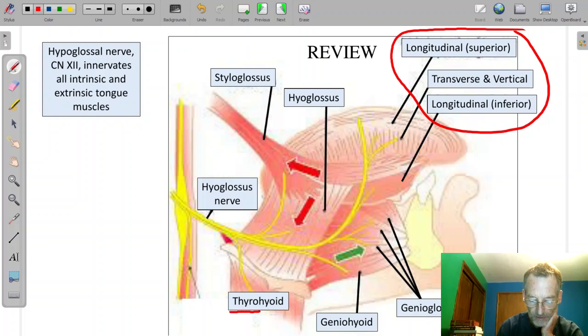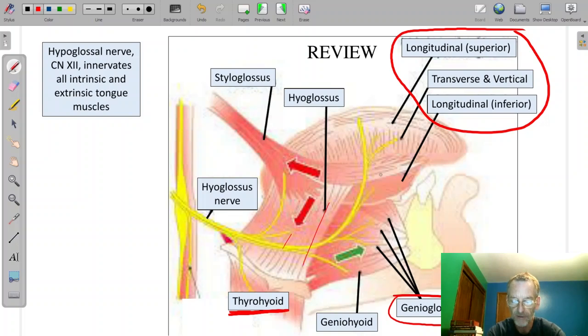So there's the thyrohyoid. We talked about that as an infrahyoid muscle. We have the geniohyoid, and then we have the genioglossus, which is one of our tongue muscles that we're considering. The hyoglossus is another tongue muscle that we just looked at, and the styloglossus. And the arrows are indicating direction of tongue movement. And so you just kind of follow along with the arrow.